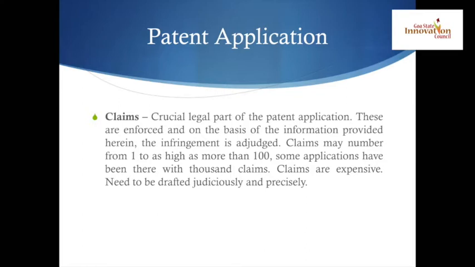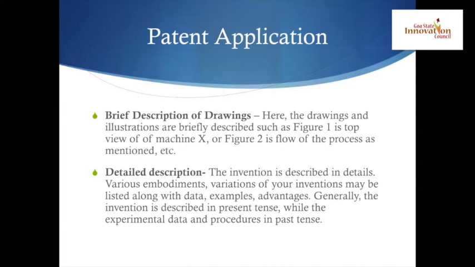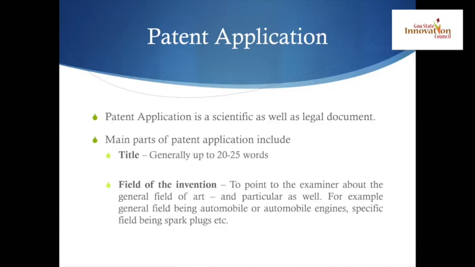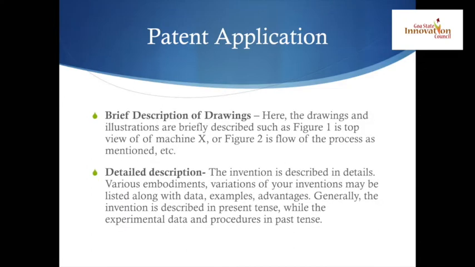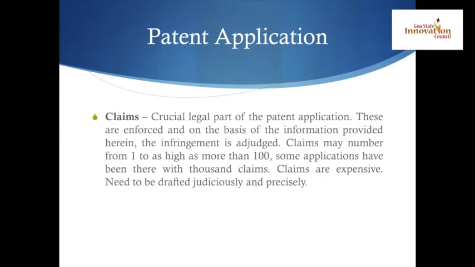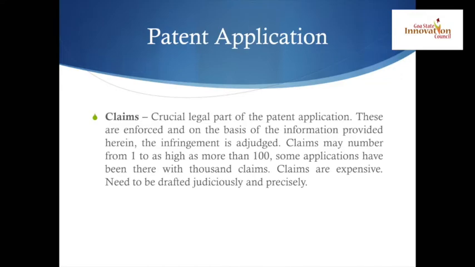So these are the sections of the patent application: title, field of invention, background, summary, brief description, detailed description, and claims. Now, a patent search is different from a business search or a scientific journal search. It's much more difficult. Why?